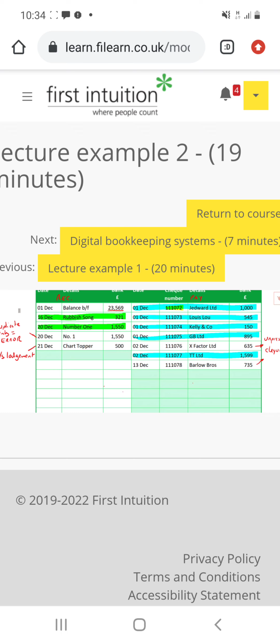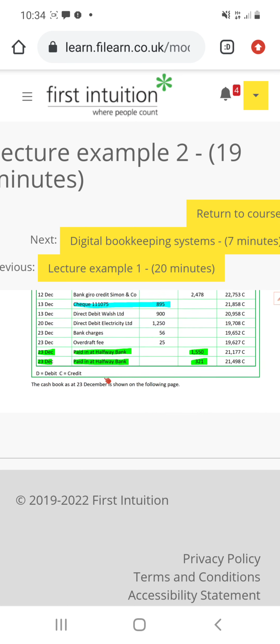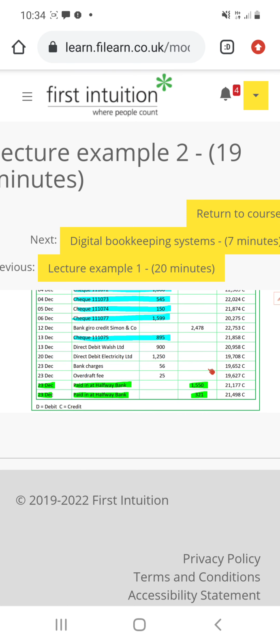Step 3 is then to identify what is now on the bank statement that fundamentally should be in the cash book because it's happened. So I've got a receipt from Simon & Co, and then I've got 4 payments. A couple of direct debits here, one for a Walsh, one for electricity, and then a couple of bank fees, bank charges and an overdraft fee. So they've charged me a couple of amounts there.